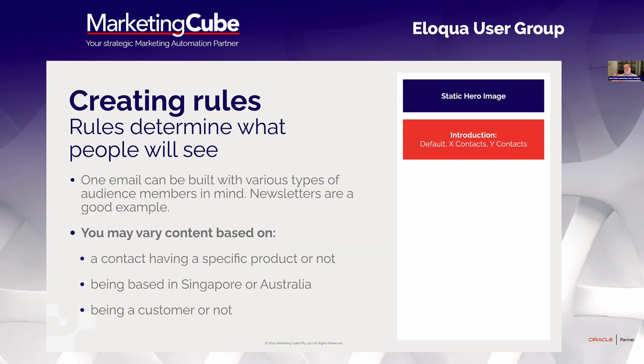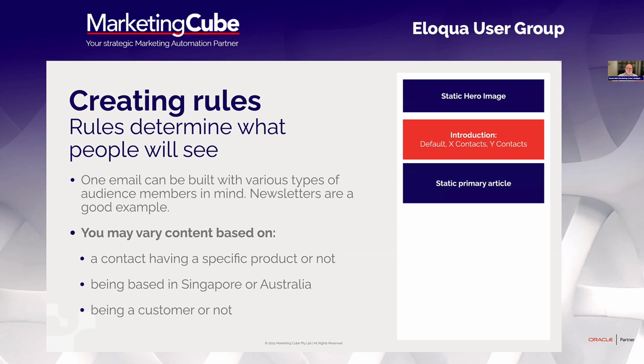So let's say you have a static hero image. In this example, it's your banner for the newsletter. It's the same every month. That's fine. It's consistent. People like it. They get to know it. They're familiar with it, etc. However, the introduction, you could change based on a few variables. One is you'll probably have a default, but you may have a series of contacts. Let's call them X contacts and Y contacts. That could be anything from people in different industries or customers versus prospects. It could be anything. And so you use some dynamic content to just adjust the introduction to your newsletter and that little bit of a spiel.